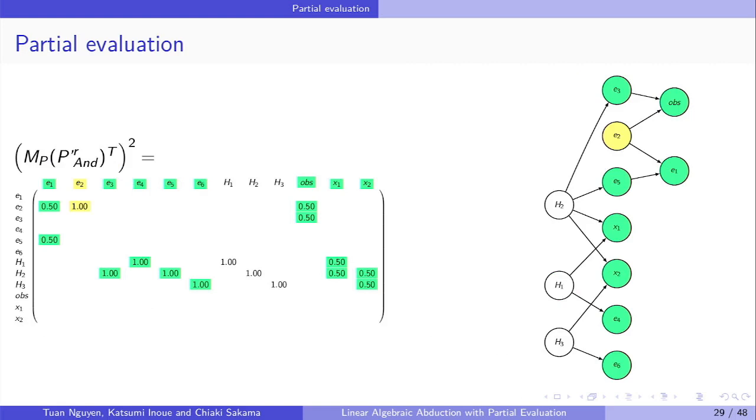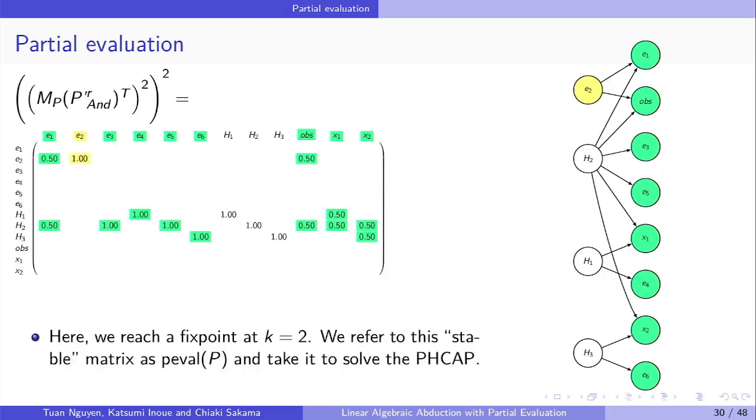By computing the power of the matrix, we can visualize its effect, like we connect the nodes that have a way to reach each other, and we squeeze out the graph and connect it directly to the nodes that we have a path to inside the graph. And so on, we do the same thing. So it becomes like a bipartite graph. And here we reach a fixed point at k equal to 2, and we refer to this stable matrix as P over P and take it to solve the P-cap problem.